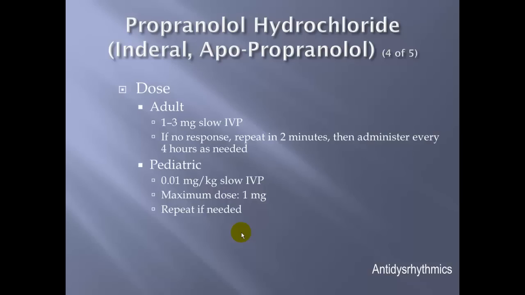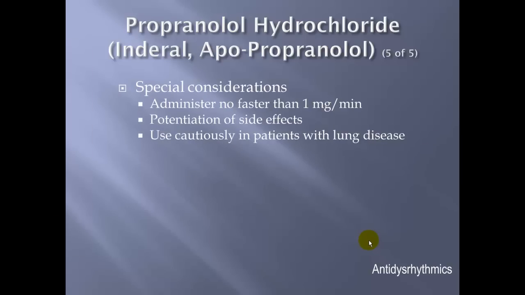If no response, you can repeat this in 2 minutes, then administer every 4 hours as needed. Pediatric dosing is 0.01 milligrams per kilogram slow IV push to a maximum dose of 1 milligram, and repeat once if needed. Special considerations: administer no faster than 1 milligram a minute. It will potentiate all of your side effects if you do. Use cautiously in patients with lung disease or any kind of reactive airway disease.